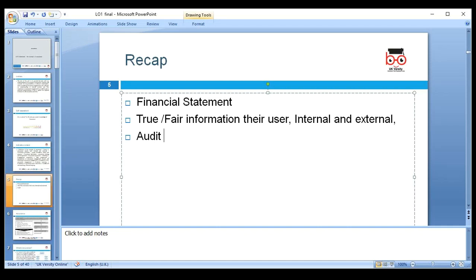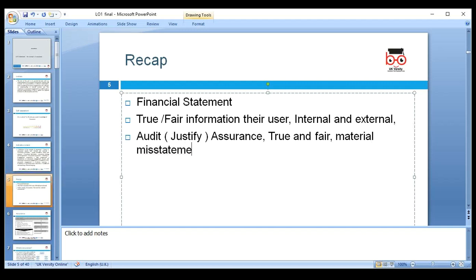Maybe to justify the figures in the financial statements. Oh, we can justify. Okay, justify. Okay, really, does an auditor need to justify? Or reassure. Reassure. So assurance, reassure. Reassure about what? Is it true and fair? True and fair. If there's any material misstatements. Material misstatements. Yes, good. So material misstatement, if they have, so that should be.